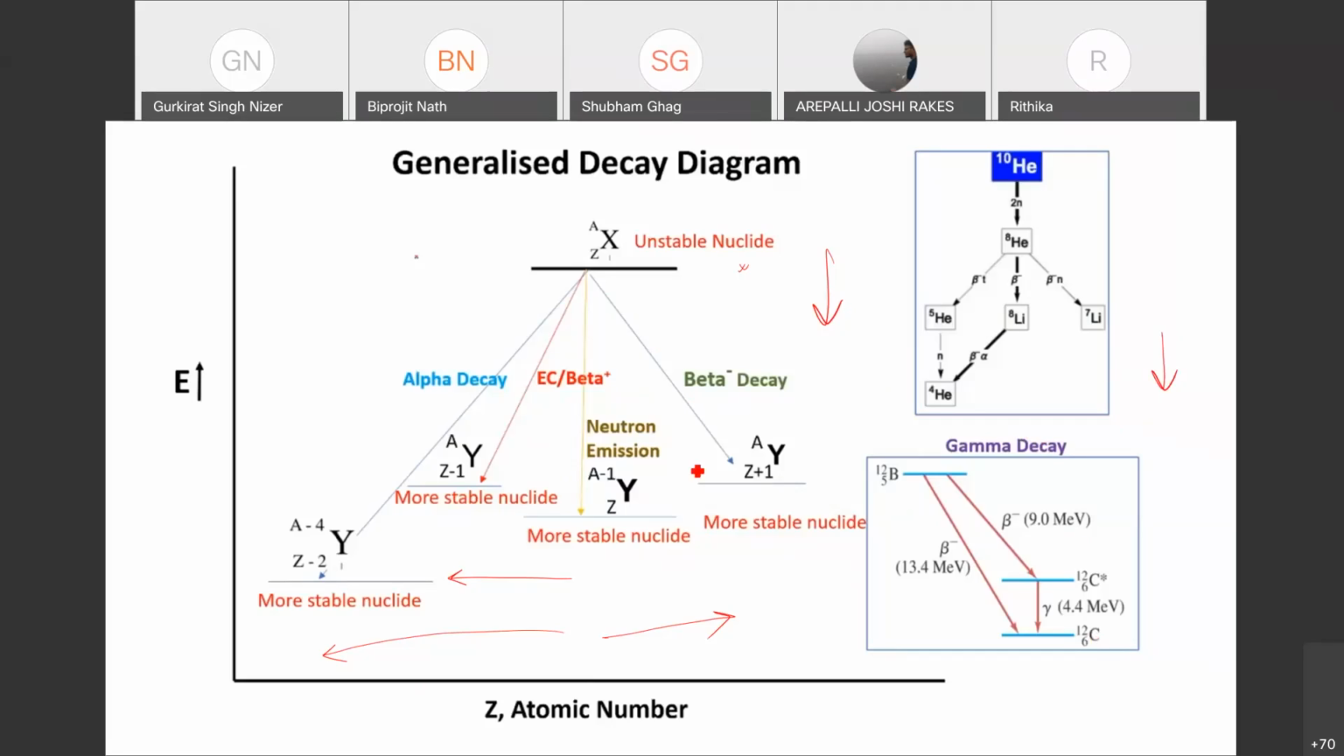Now next is neutron emission. That's very rare to see, but it also happens. For example, helium-10 is extremely unstable, so it quickly sheds off two neutrons and goes to helium-8. From this state it goes through other processes to get to stable helium-4. That's an example of neutron emission, which is very rare to see.